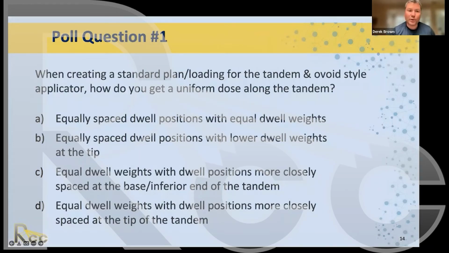So here's our first poll question. When creating a standard plan or loading pattern for the tandem and ovoid style applicator, how do you get a uniform dose along the tandem? Option A, equally spaced dwell positions with equal dwell weights. Option B, equally spaced dwell positions with lower dwell weights at the tip. Option C, equal dwell weights with dwell positions more closely spaced at the base or the inferior end of the tandem, or option D, equal dwell weights with dwell positions more closely spaced at the tip of the tandem.